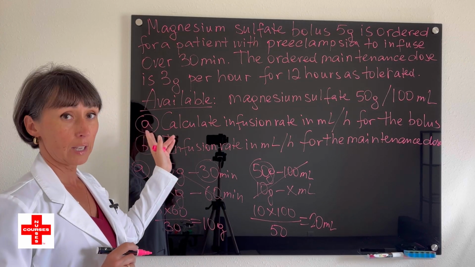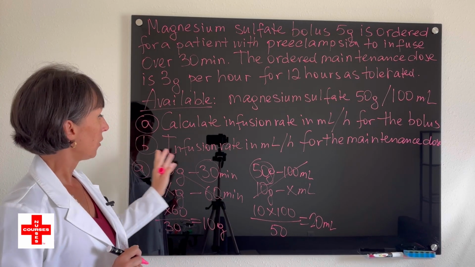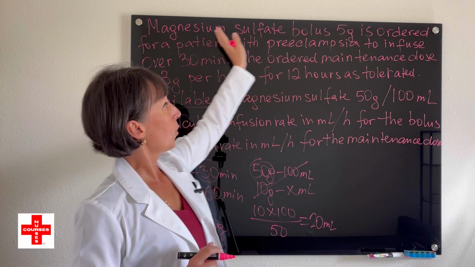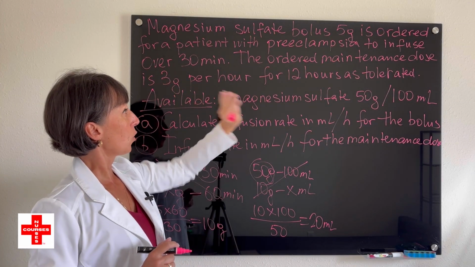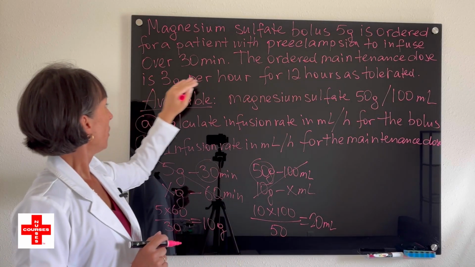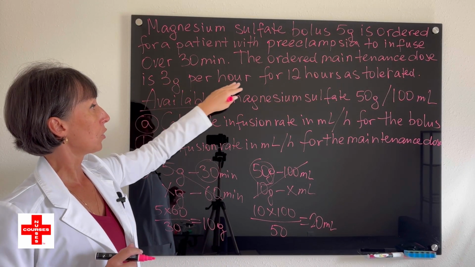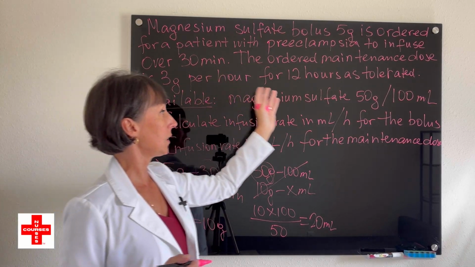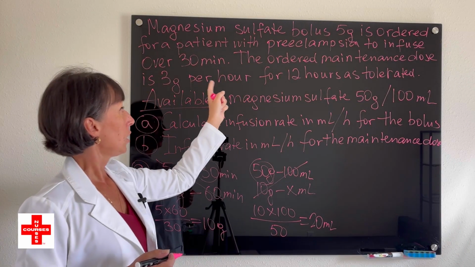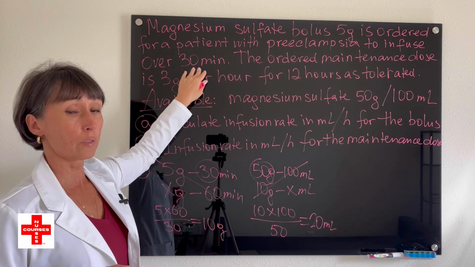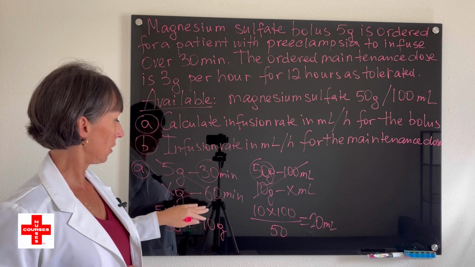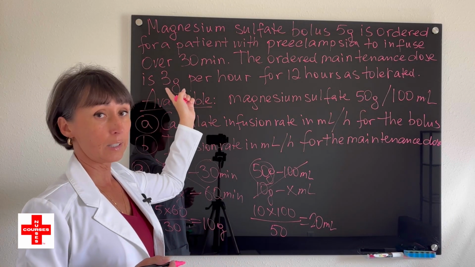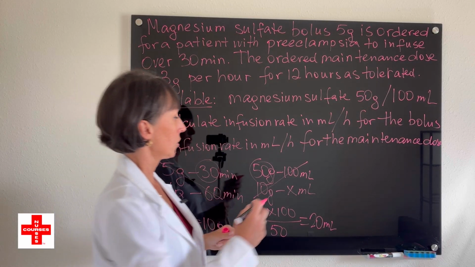So we figured A, now let's figure B. Infusion rate in milliliters per hour for the maintenance dose. Now throw away everything about the bolus. Only focus on the maintenance dose. We're receiving 3 gram per hour for 12 hours if tolerated. So 3 gram per hour, what is it in milliliters per hour? It's already per hour, so we don't need to convert any minutes to hours like we did here. So we only need to use our concentration to find 3 grams. What is it in milliliters?